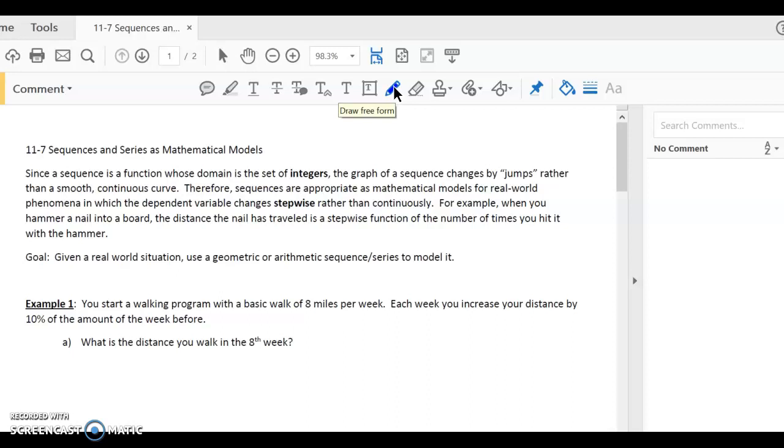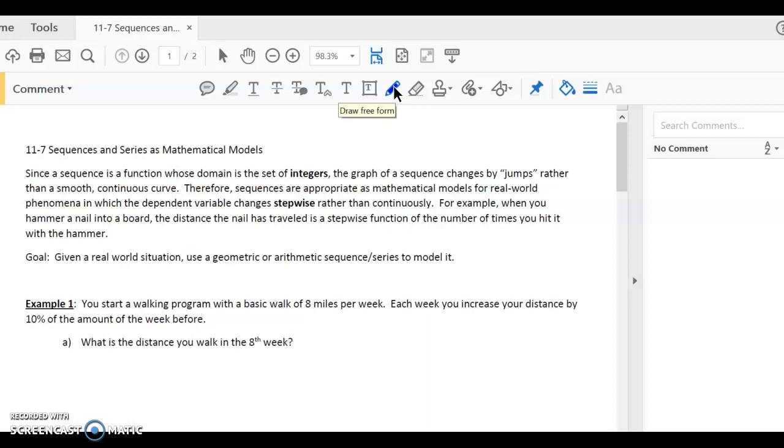For example, when you hammer a nail into a board, the distance the nail has traveled is a stepwise function of the number of times you hit it with the hammer. So today's goal is that given a real-world situation, we use a geometric or arithmetic sequence/series to model it. Let's take a look at example 1.